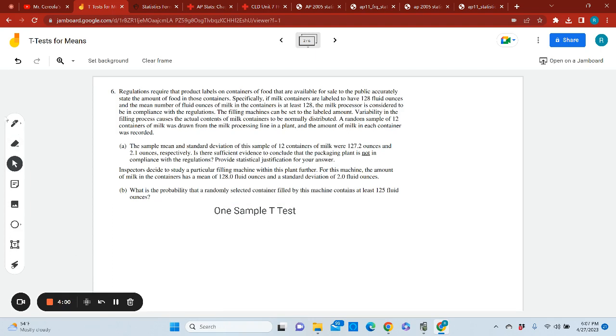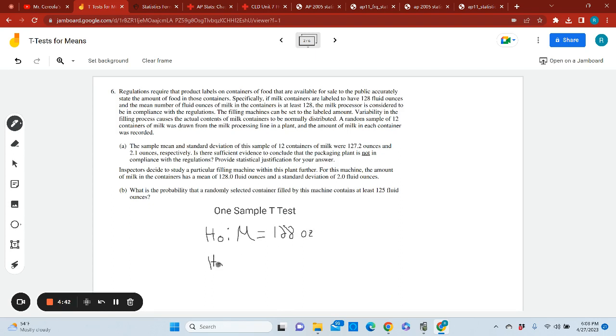So first we have to come up with some hypotheses, right? So the null hypothesis, the statement of no difference, however you've heard or read about writing a null hypothesis, is just going to be that the company is in compliance, right? The null hypothesis is always going to be like the status quo. So if we want to assume that the milk company is in compliance, we're going to say that the population mean is equal to the 128 ounces that it needs to be in compliance.